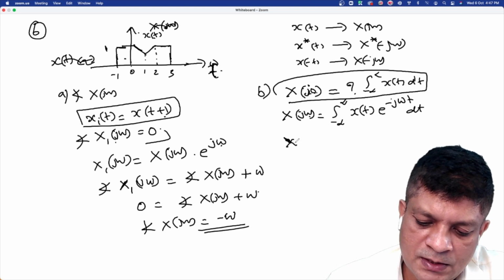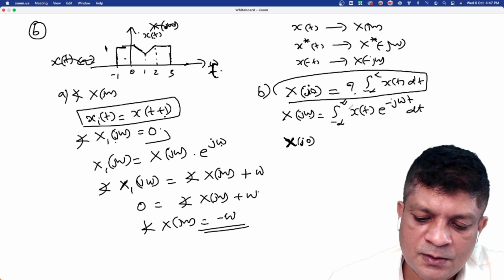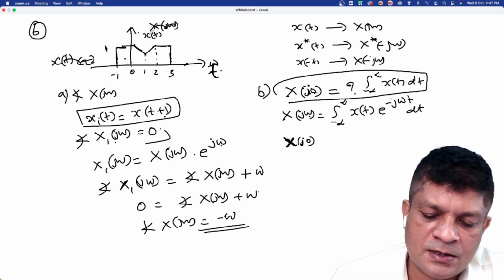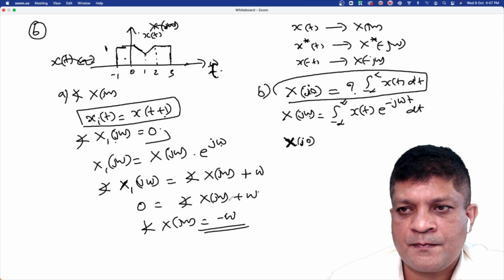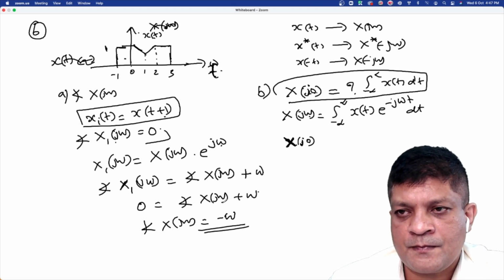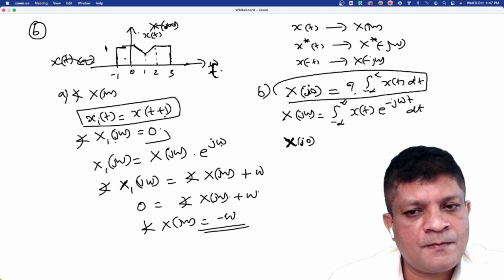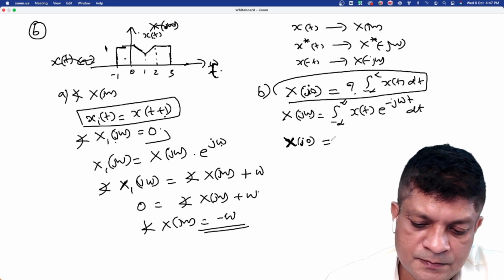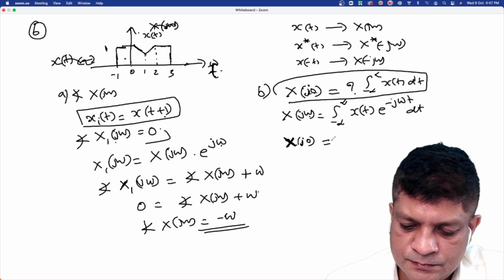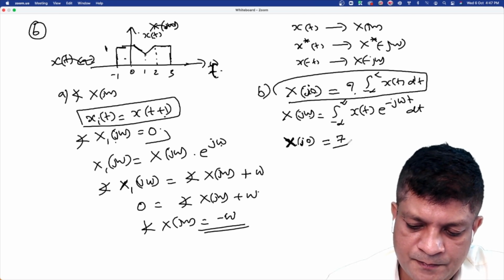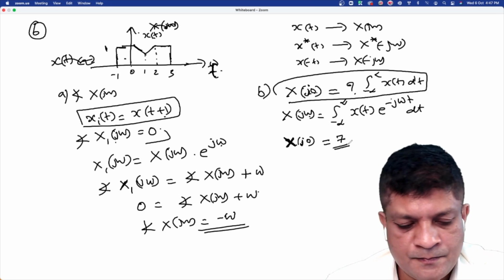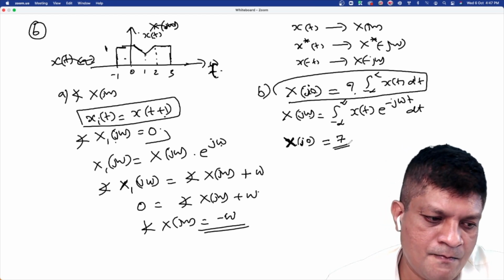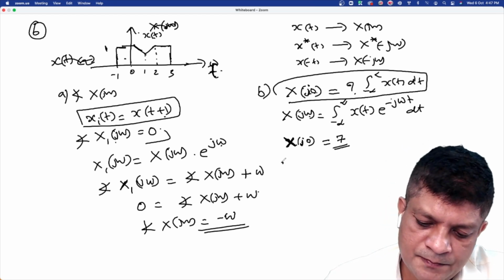So can we say that X(j0) is the area under x(t)? Yes, sir. Okay. So what is the answer? So 7. Now what about C?